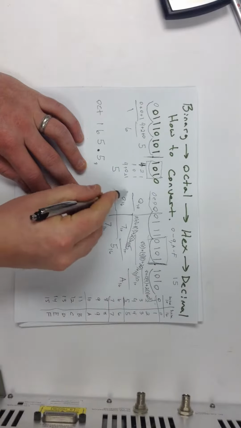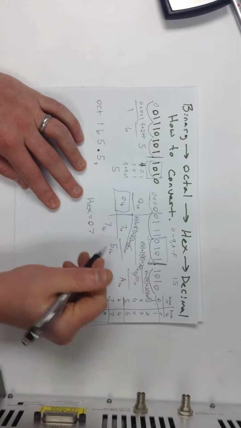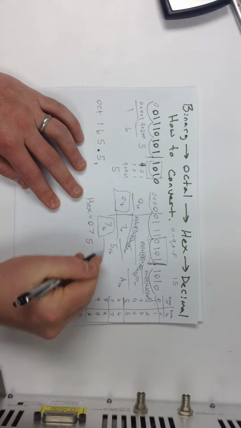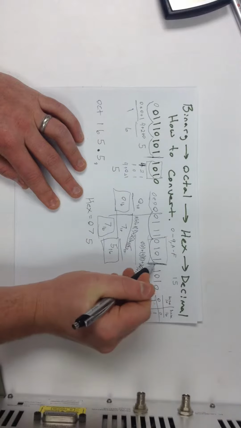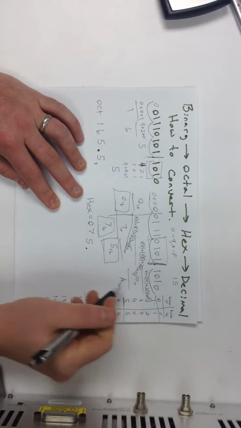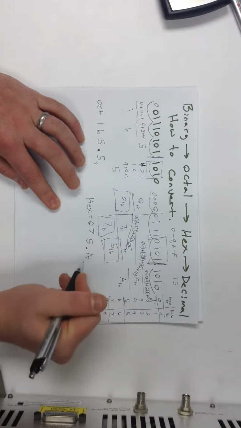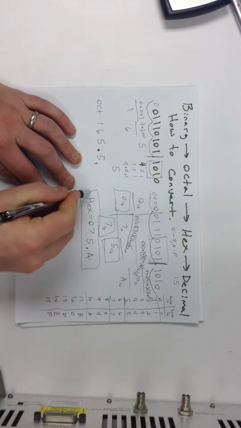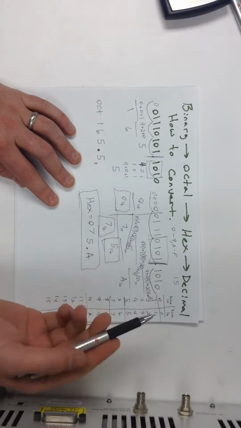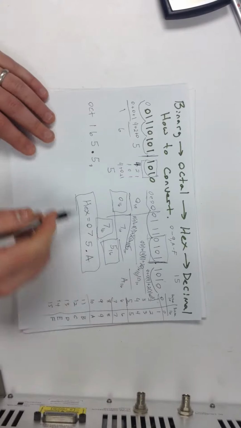0, this being first, 7, because this is second, 5, then we observe the radix point, point A, and that is the hexadecimal representation of this binary number, or this binary number that I copied over to the right side here.